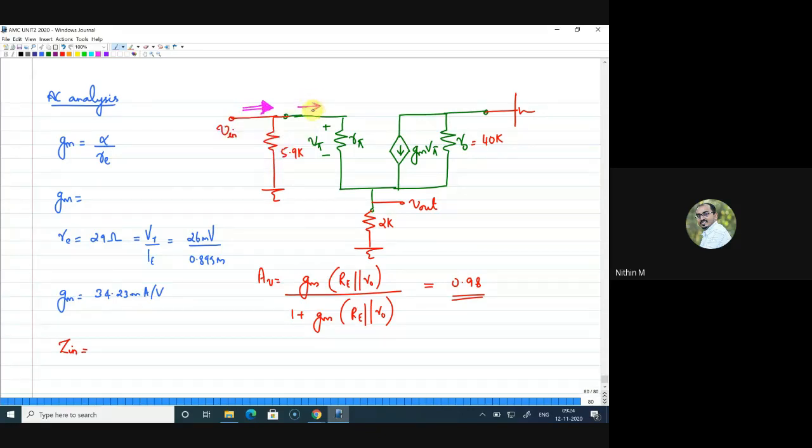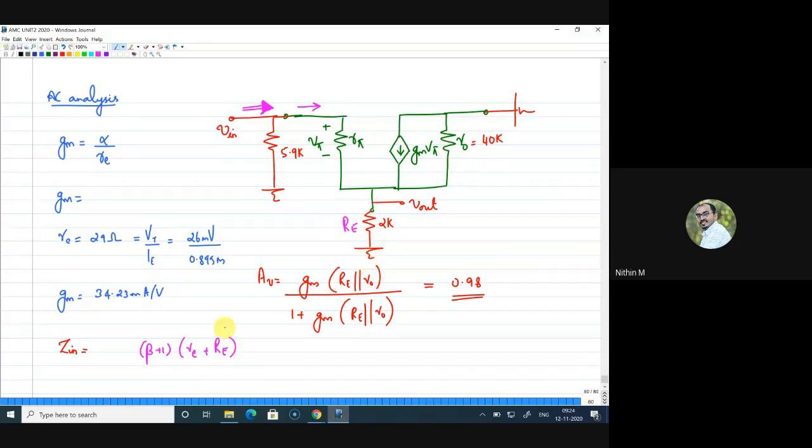The input impedance looking from this point, what you are telling is beta plus 1 into Re, which is actually r pi plus beta plus 1 into capital Re. That is right. What you told is right. So let me write that here. Beta plus 1 into r e plus Re, whatever Joel mentioned now, is the right formula. But there is a slight modification to that formula because now with Re, there is one more resistance, R naught, also coming in parallel to Re, right?